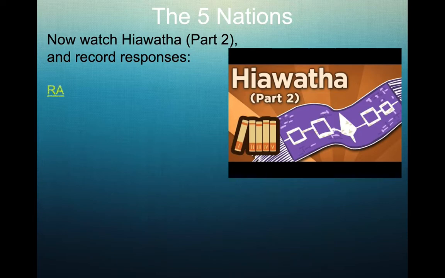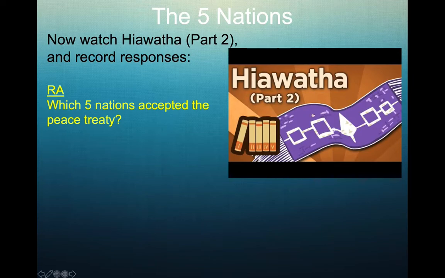Okay, so while you're watching, this is going to be for the RA level. Which 5 nations accepted the peace treaty? If you just list them, this is their symbol that you could use to show this. Who is this? Who is this? Who is this? Who is this? And who is this? Or on the map, who are each of the different nations? Okay, that's the basic level.